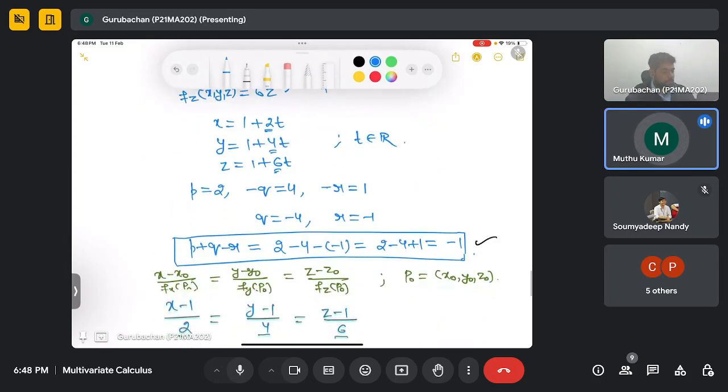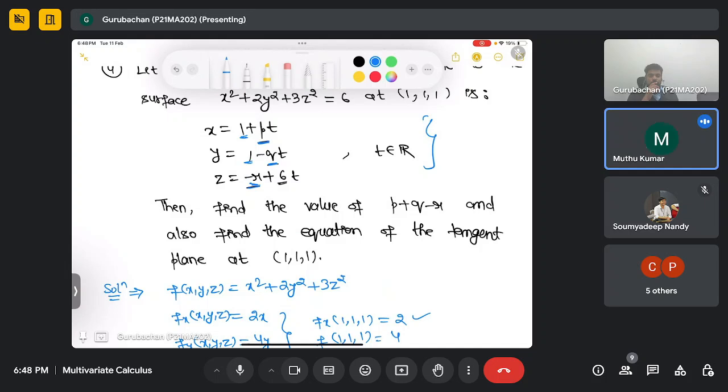My point is, the problem is not in a proper manner, because you cannot have two different values for p plus q minus r. Why? There is a parameter. I have told you while writing the equation, there is a parameter t belonging to R. That parameter will be managed accordingly. That is why there are two different answers. In fact, there can be some more answers also because the parameter is varying.